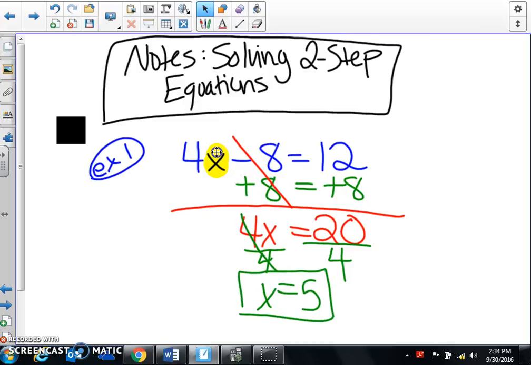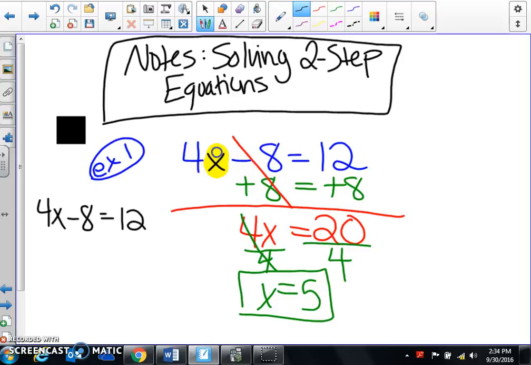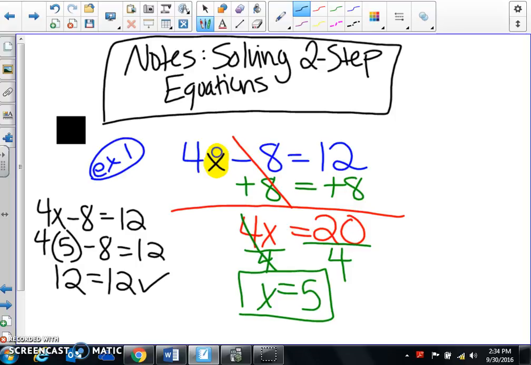Now remember, you can still check step it out. So I go back to my original. This time my solution supposedly is 5. So where I see the x, I'm going to plug in a 5. 4 times 5 is 20. 20 minus 8 is 12. Does 12 always equal 12? Yes.